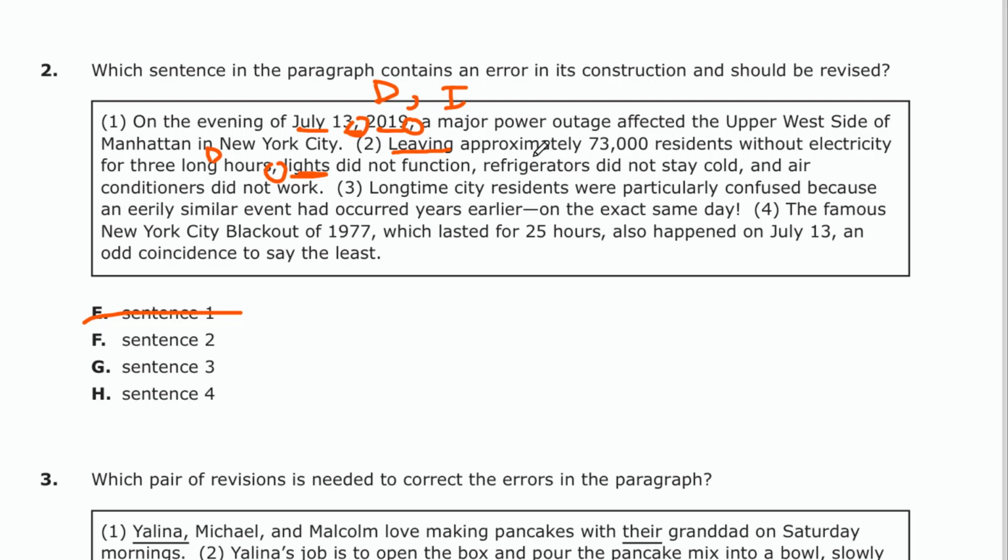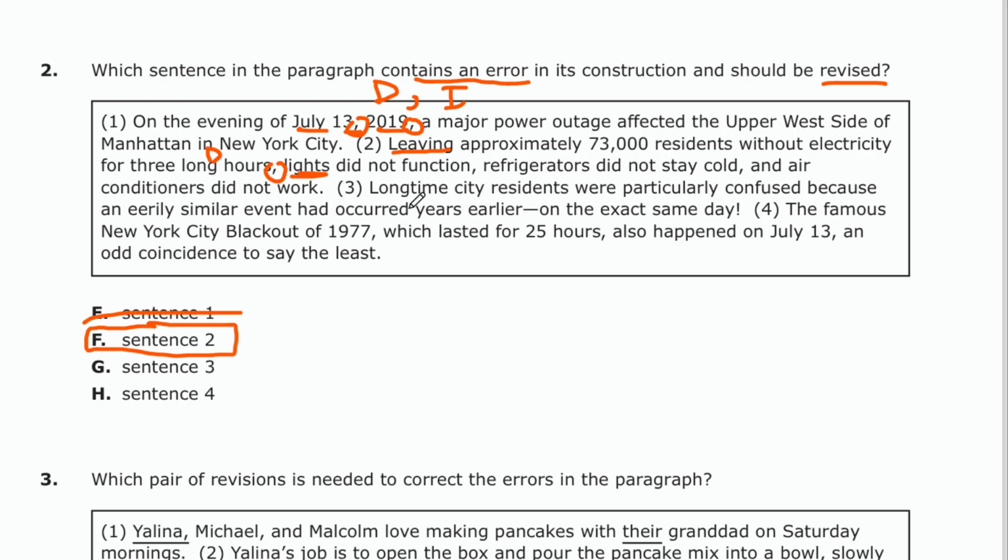I would say instead something like, 73,000 residents were without electricity for 3 long hours, and as a result, lights did not function, refrigerators did not stay cold, and air conditioners did not work. Something like that. This is a dangling modifier. It's incorrect. So it is an error that needs to be corrected or revised. F is going to be the answer for number 2. Sentence 2 needs a correction.